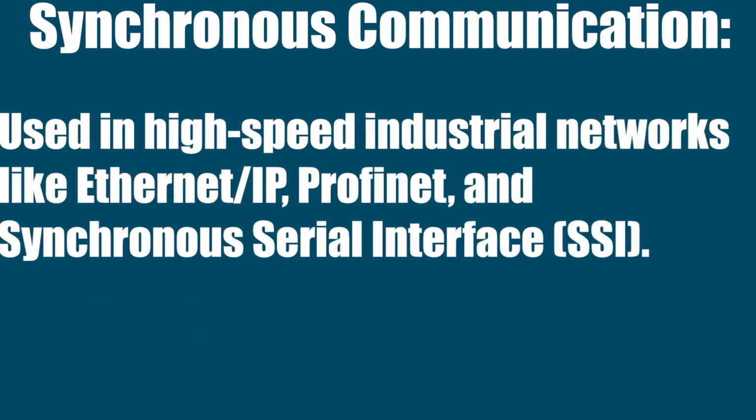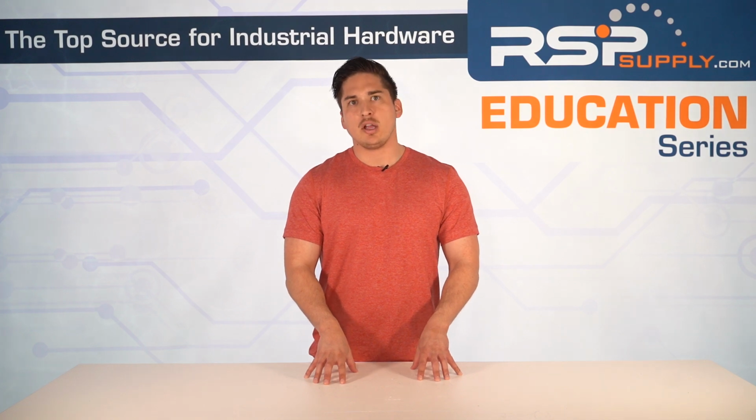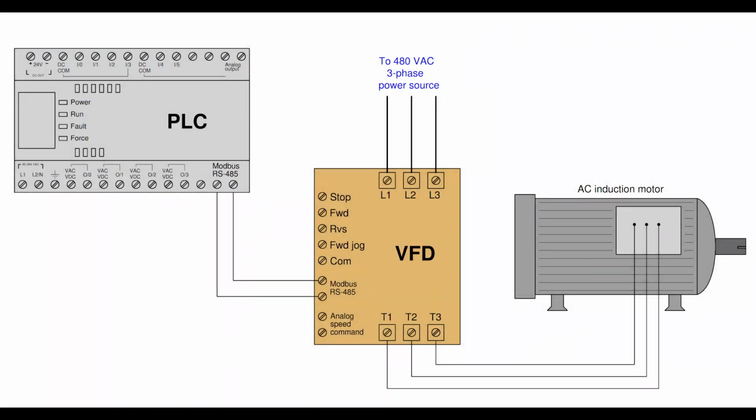It's going to be used in high-speed industrial networks like Ethernet IP, Profinet, and Synchronous Serial Interface, or SSI. Some examples of it being found in automation: you have a PLC that's communicating with a motor controller using Profinet. The PLC and controller follow a synchronized clock, and this ensures smooth and real-time operation.